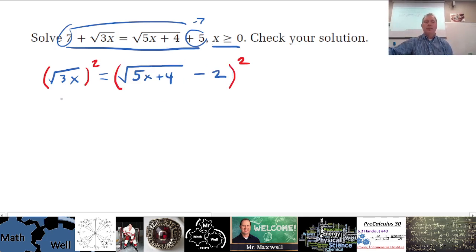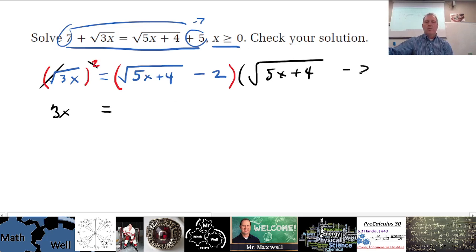So on the left side, this is going to be just a regular old 3x because the square root and the square cancel each other out. This one, you can rewrite if you want, you don't have to, but just to be clear here, we're squaring this whole side, so we have to do an expanded multiplication. So root 5x plus 4 times root 5x plus 4 is just a regular old 5x plus 4.